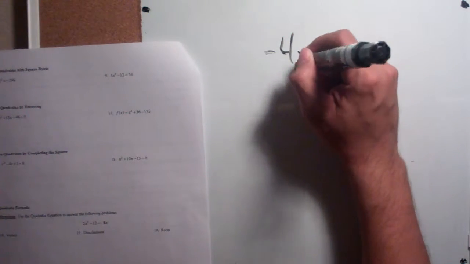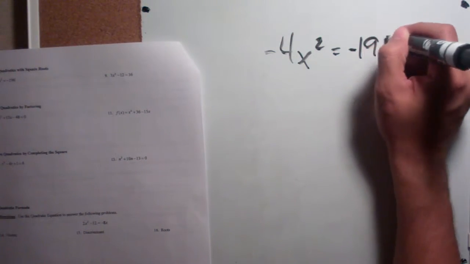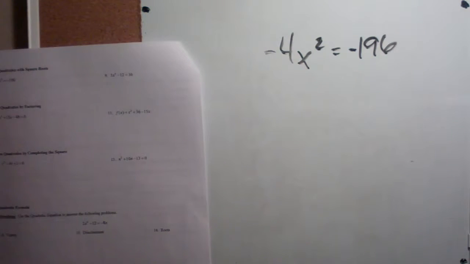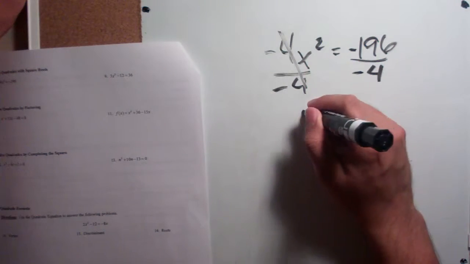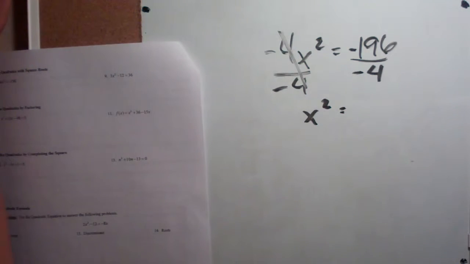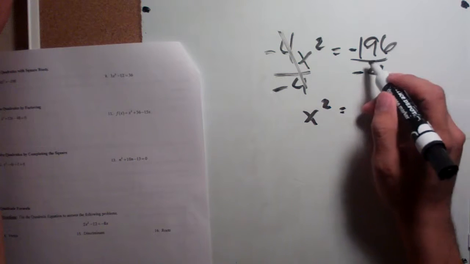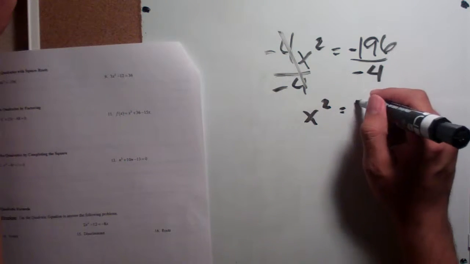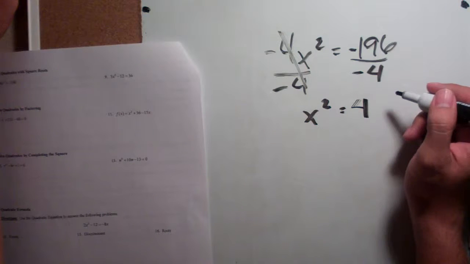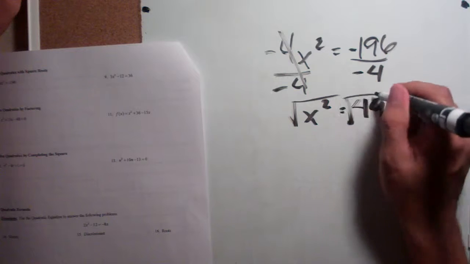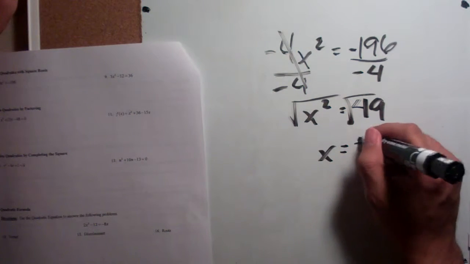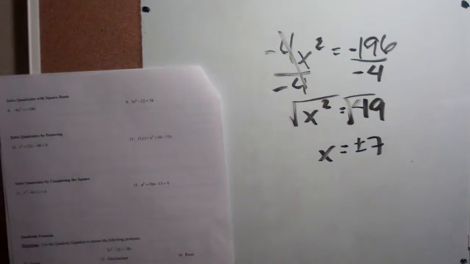Number 8, we're solving quadratics with square roots. With this, I'm just going to write over here: negative 4x squared equal to negative 196. First thing you do is isolate x squared, so you have to divide by negative 4. We're going to have x squared equal to, negative divided by negative is a positive, 196 divided by 4, which is 49. I'm going to take the square root of both sides. We'll have x equal to plus or minus 7. Always remember that square root, plus or minus.